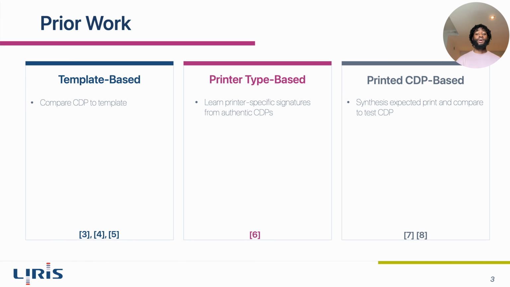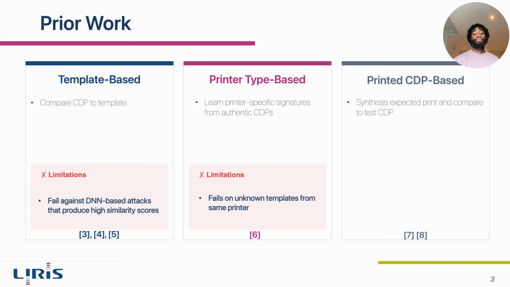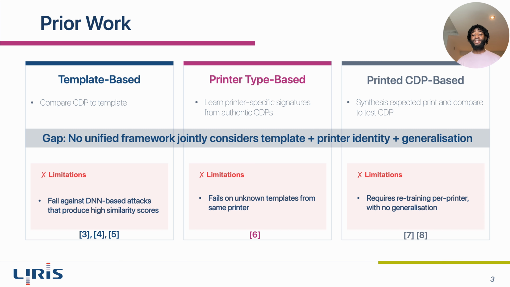Three families of prior work exist. We have template-based methods that compare the printed CDP against its template, but fail on generative-based counterfeits that produce almost identical similarity scores. Printer-based methods learn printer signatures, but they break when the template is unknown. Finally, synthesis-based methods lack cross-printer generalization entirely. None of them handle all three factors jointly, and that's exactly the gap we address.